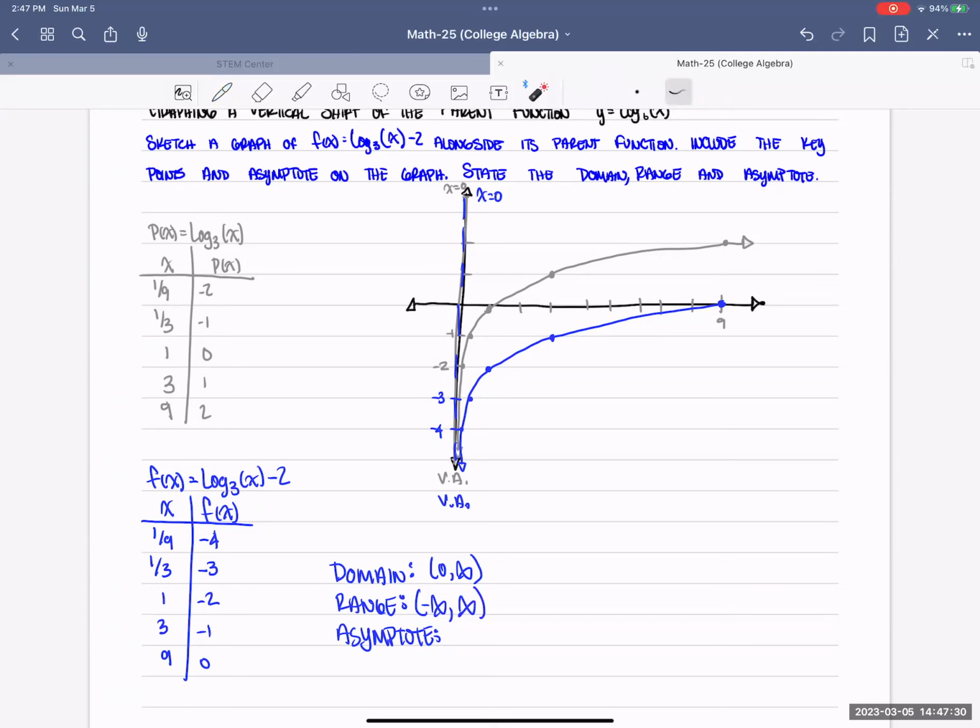And now our asymptote. Our asymptote is here at x equals 0.